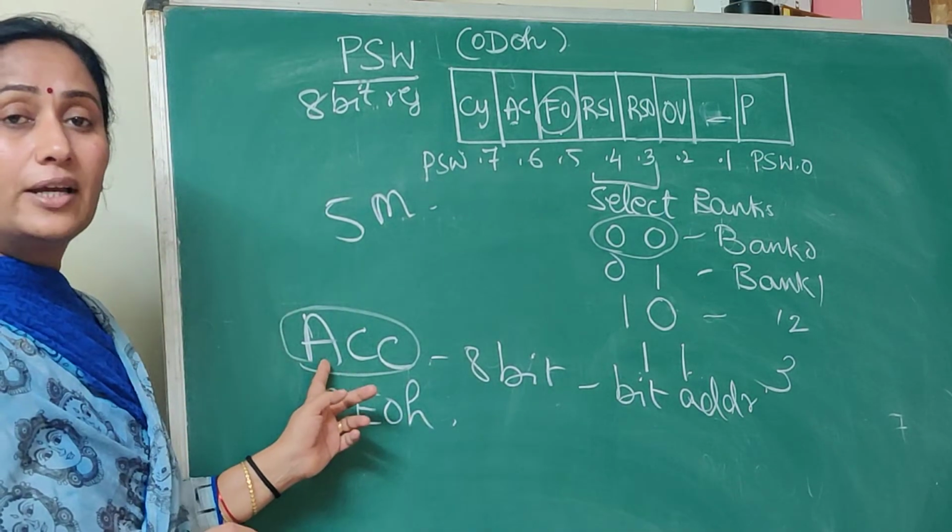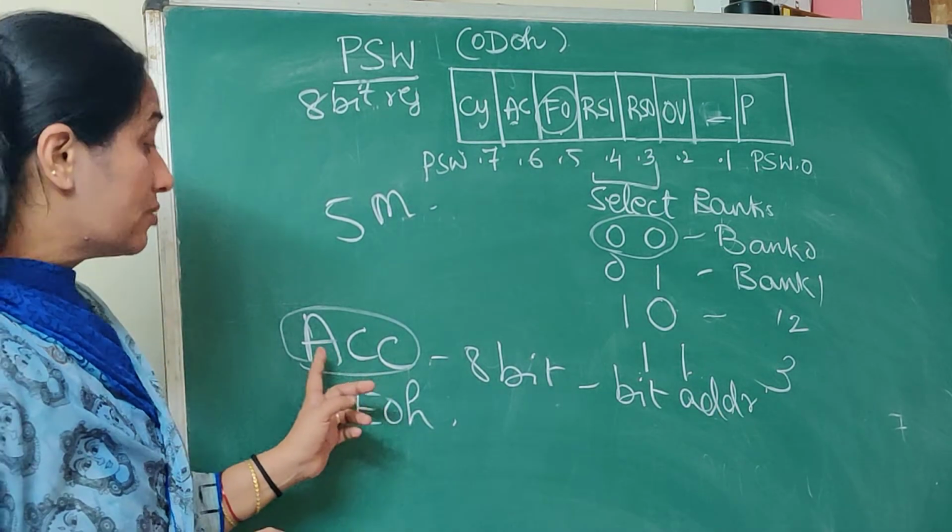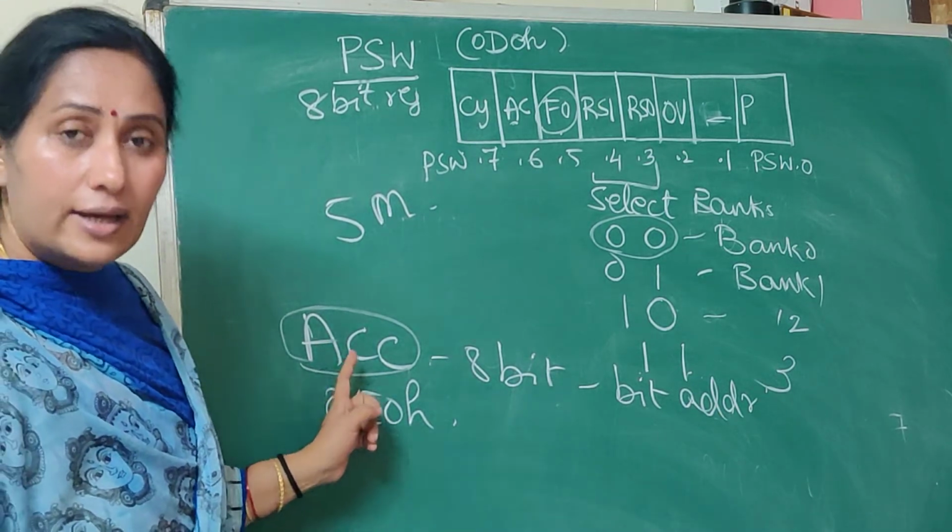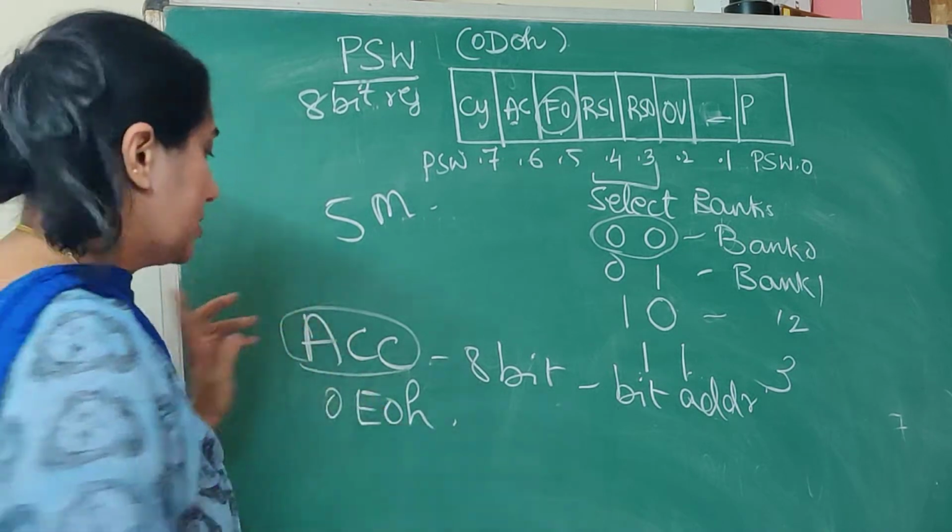So without the accumulator you cannot do anything. That's why we say it is a primary register. It's a primary register, the accumulator.